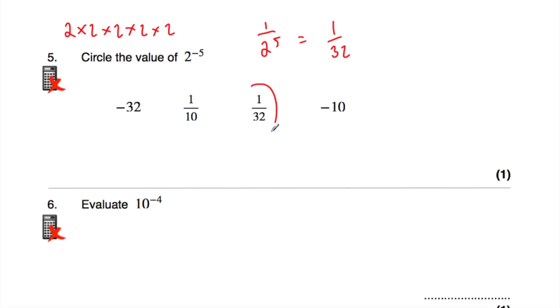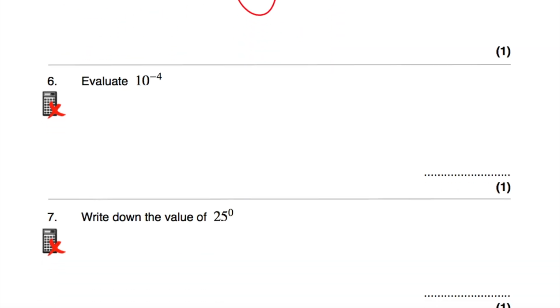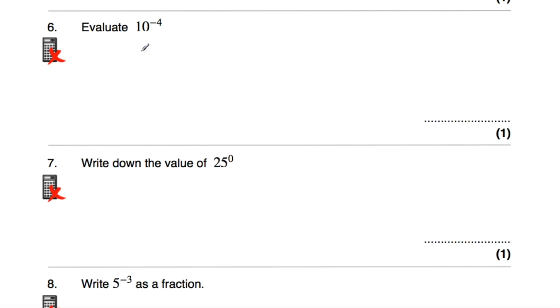So that means that is our answer, 1 over 32. And that's it. Okay, let's look at our next question, question number 6. We've been asked to evaluate 10 to the power of negative 4. So if we want to work out 10 to the power of negative 4, we're going to do 1 over 10 to the positive power. So 1 over 10 to the power of 4, just changing the power from being negative to positive.